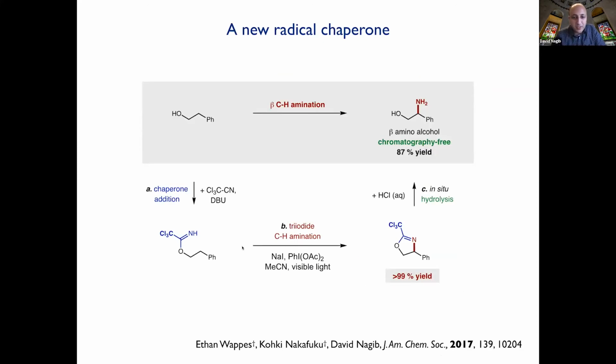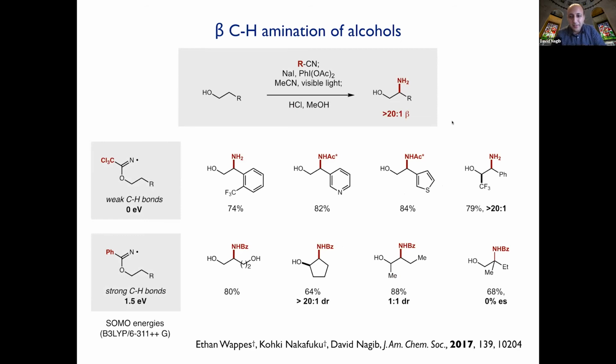And so, long story short, we make these Overman-style trichloroacetimidates here. On these alcohols, we use our triiodide conditions to direct CH amination to the beta position, forming these oxazolines. And then an acidic hydrolysis simply exposes the beta amino alcohol. A nice acid-base workup allows you to access these in a chromatography-free protocol, basically to get from an alcohol to an amino alcohol in just one afternoon.